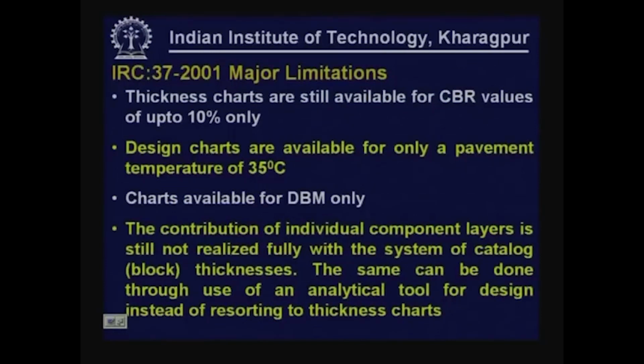In IRC 37, the main limitations are: thickness charts are still available, compared to the previous version, for only CBR up to 10%. Design charts are available for only pavement temperature of 35 degrees centigrade. Charts are there only for DBM bitumen surfacing only.